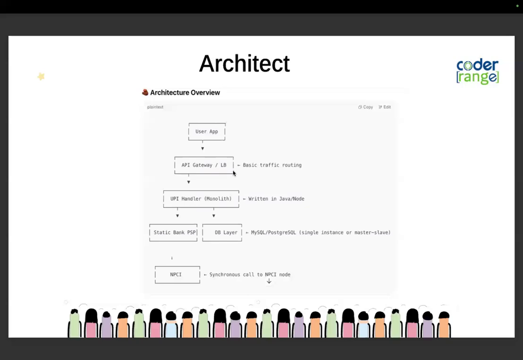The actual Paytm architecture was this: if you are a user and you try to pay 500 rupees to your friend, the request goes to the API gateway, and the gateway goes to the UPI handler. This UPI handler is written in Java-based applications, and it connects to the PSP, the payment service provider, as I told you.